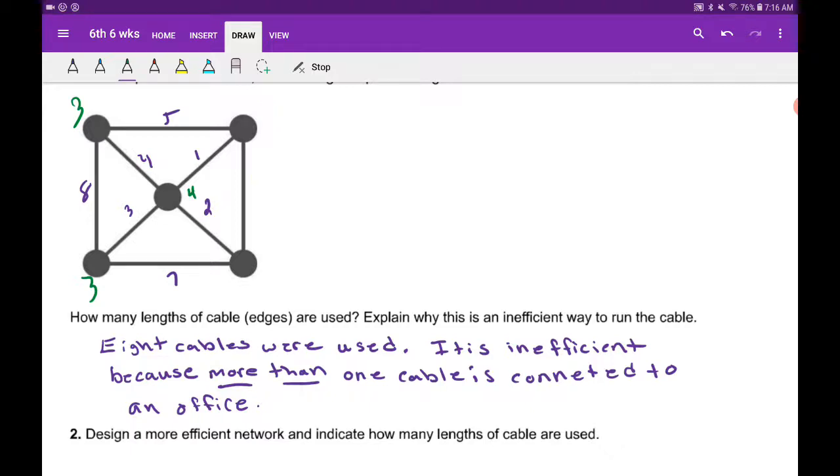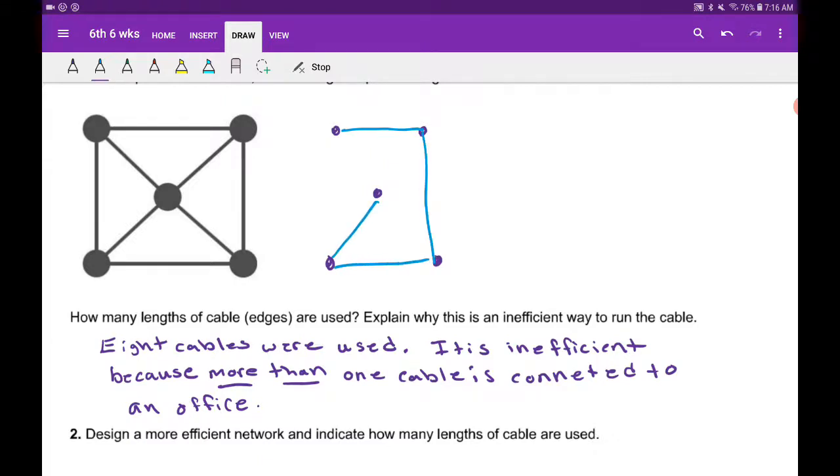So they asked us, can we make something more efficient where we can get the job done, all the computers are networked without having to run so much cable? And there's several designs. So I'm going to keep the basic layout of the offices, right, like that. We could have done something like this. Run a line there, there, there, and there. Okay, that'll connect every office, and we're using 4 cables. So it looks like you can get about 4 edges at least on this.